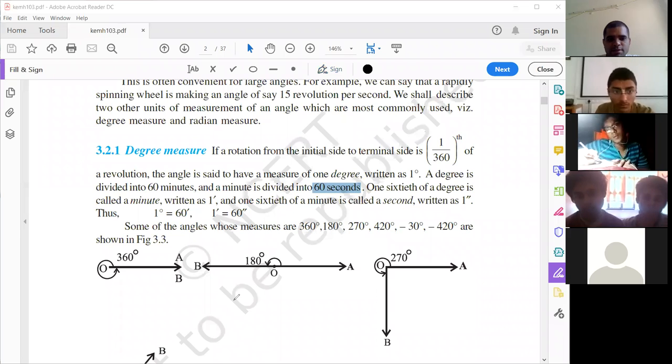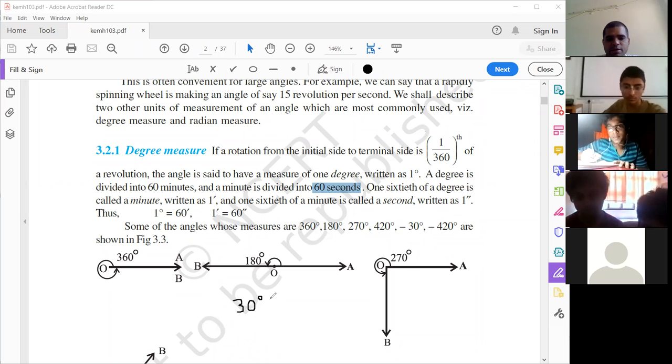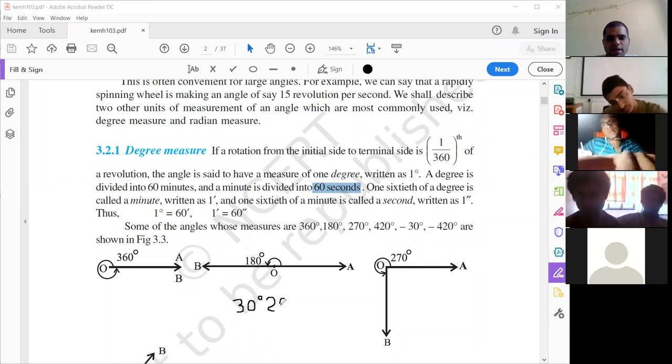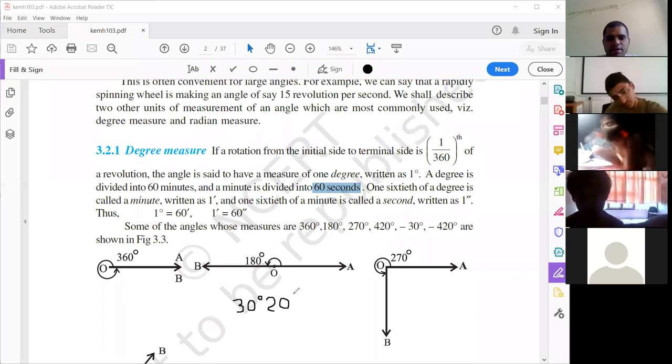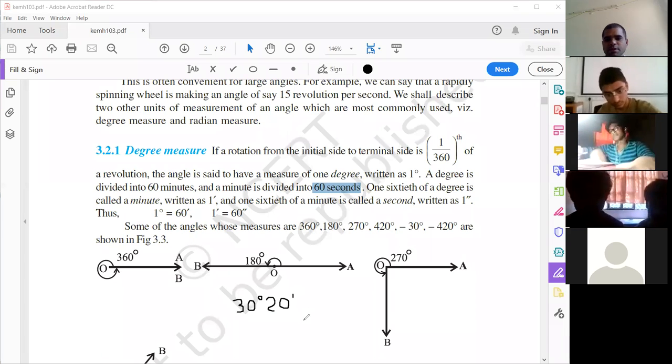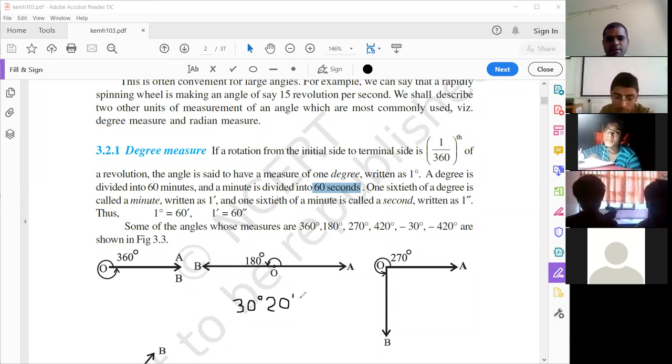Let's say 30 degree. So 30 degree you write like this. Here you put a small circle. This is 30 degree. Then 20 minutes, so you write like this, and here one dash. 20 minutes and 10 seconds, so you write like this, 10 and a double dash.